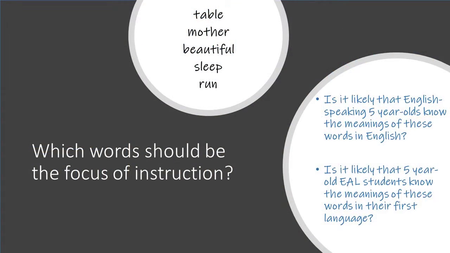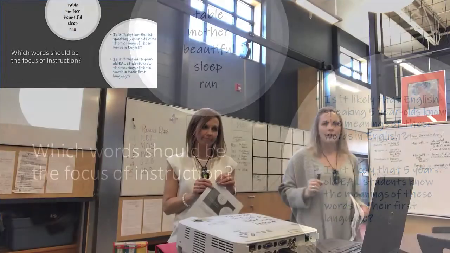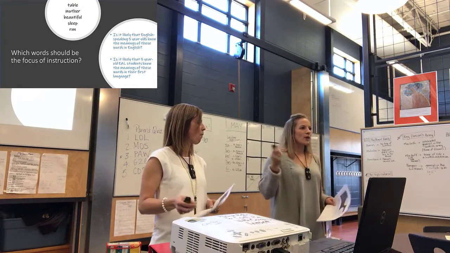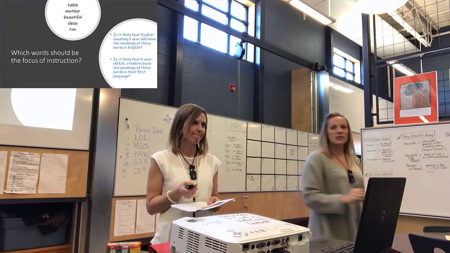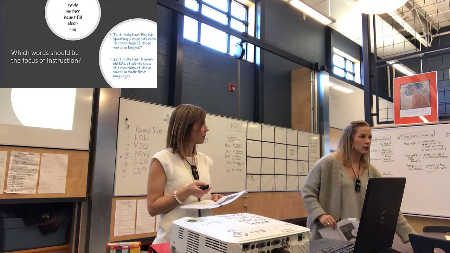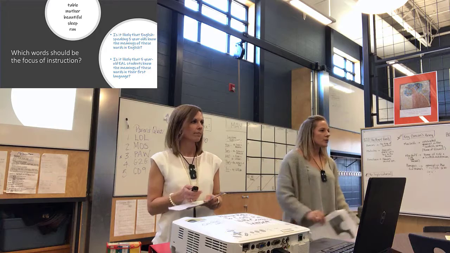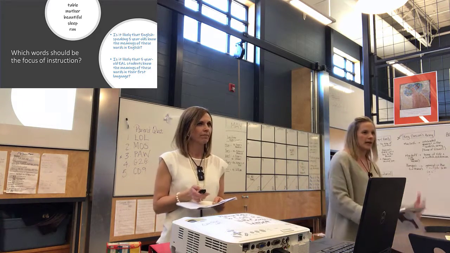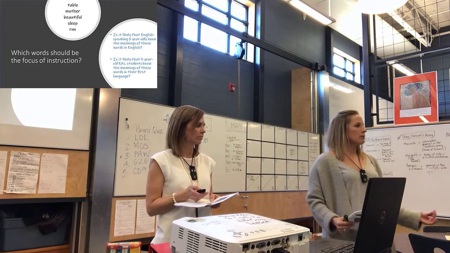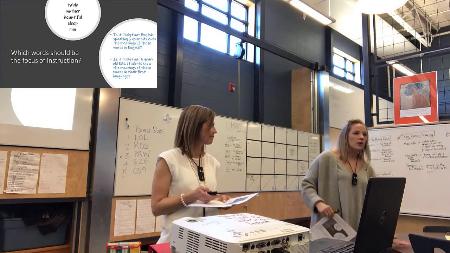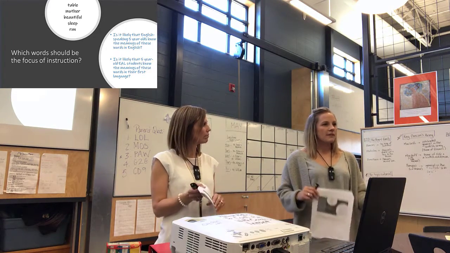But let's consider this. Is it likely that a 5-year-old who speaks English as their first language would know the meaning of those words? Okay. Is it likely that a 5-year-old EAL student would know the meaning of those words in their first language? Yes. Okay. So then we just have to give them the label. We just have to show them this table. They know what that is in their first language, so we don't have to explain what a table is. It holds papers, we can eat at it. We don't have to explain any of that. We just need to provide them the label, and that's where pictures, labeling your classroom, all of that supports that development.